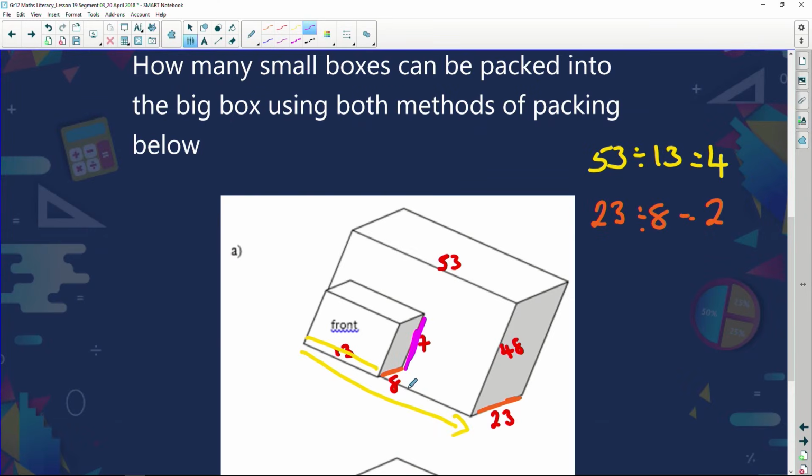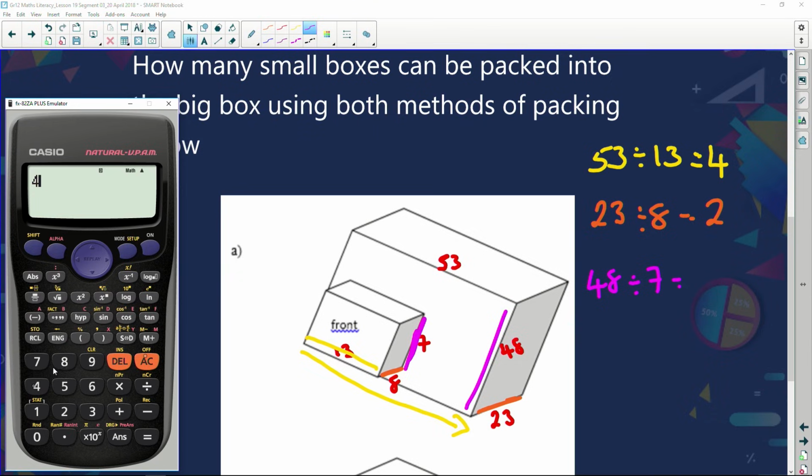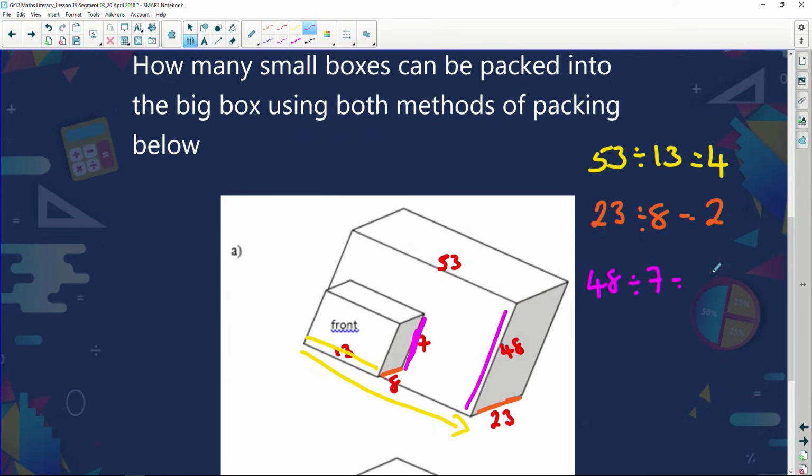Okay, then our height. And let's have a look at the height. The height, we're told, is 7, and this height is 48. So how many boxes can fit in on top of each other? Well, 48 divided by 7. Divide that by 7, and we get an answer then of 6,85, which is 6.